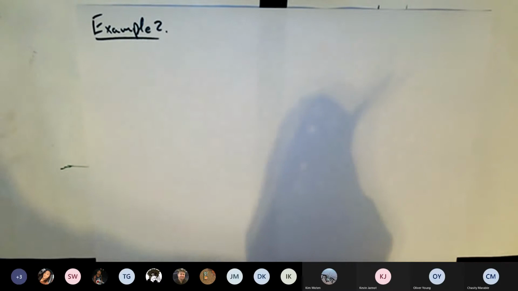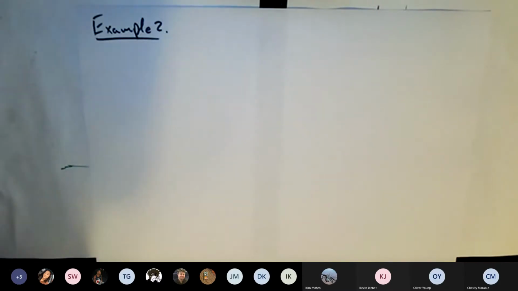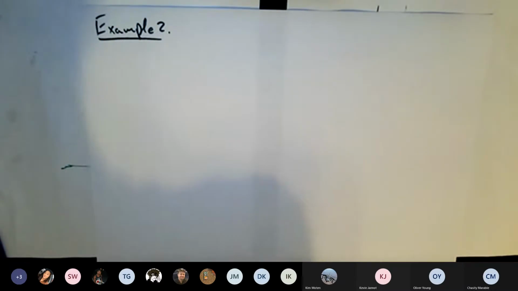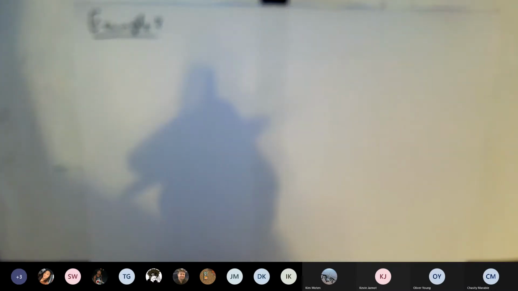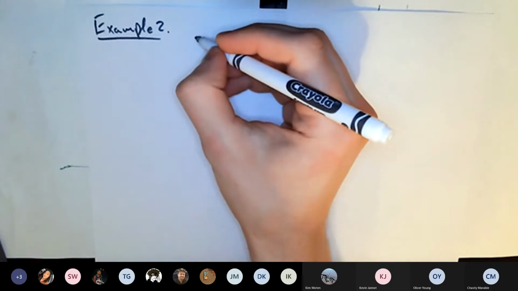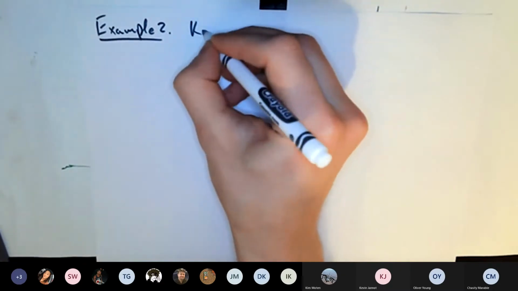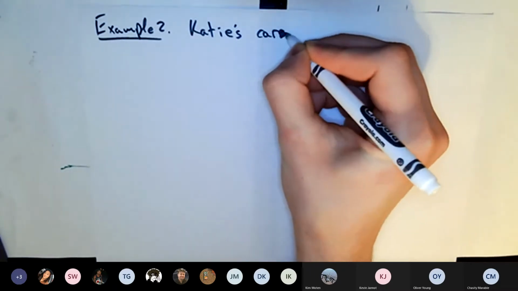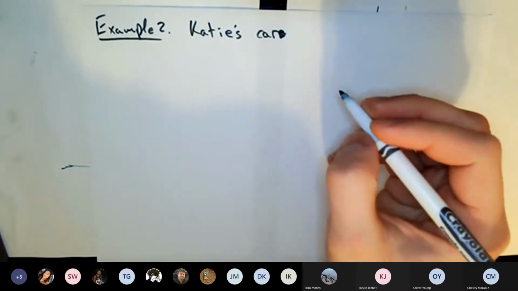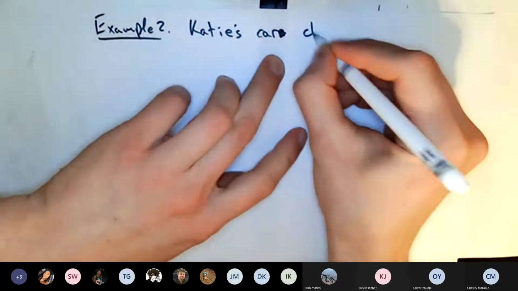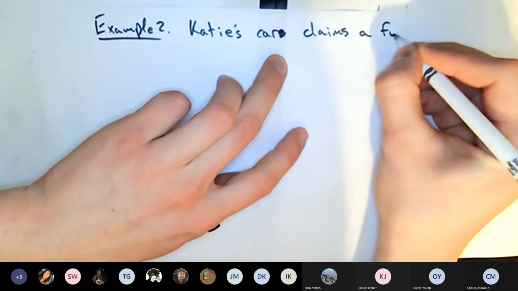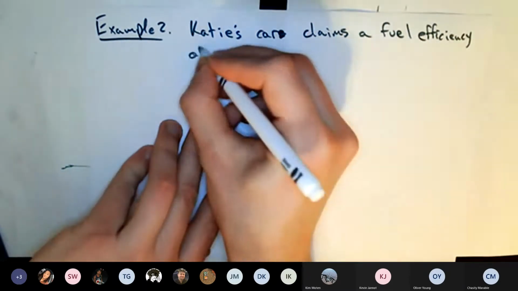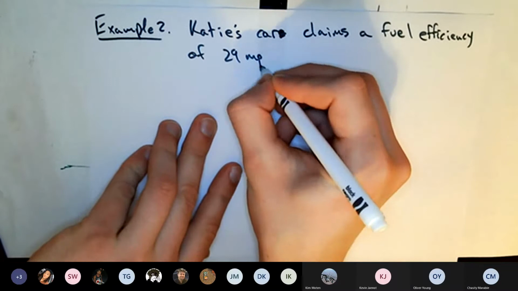Okay, so I'm looking at example 3 from the text. I'm not going to write the entire problem because it's not all relevant. Okay, here we go. Katie's car claims a fuel efficiency of 29 miles per gallon.